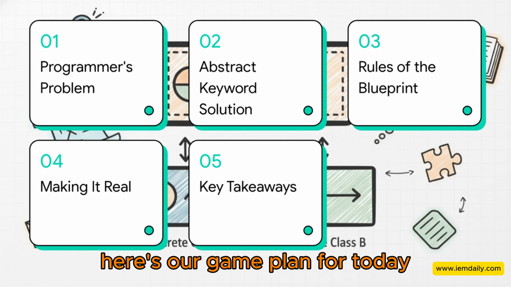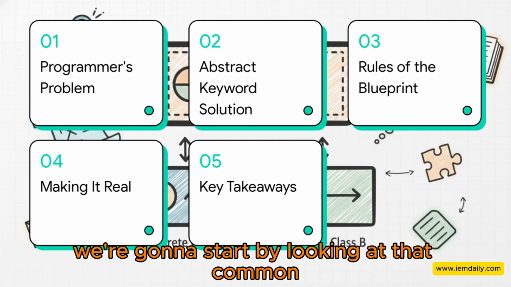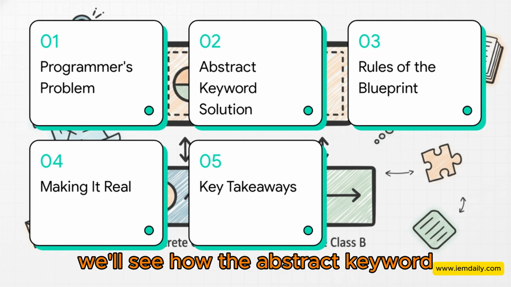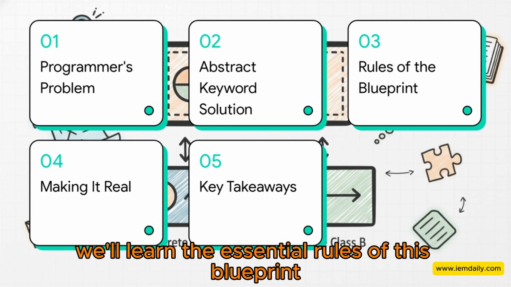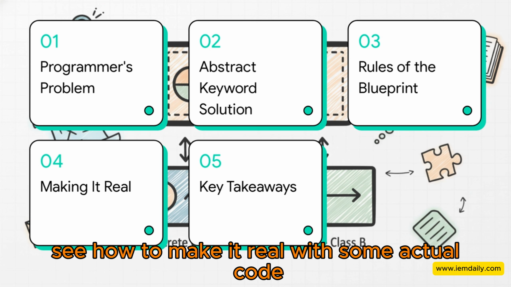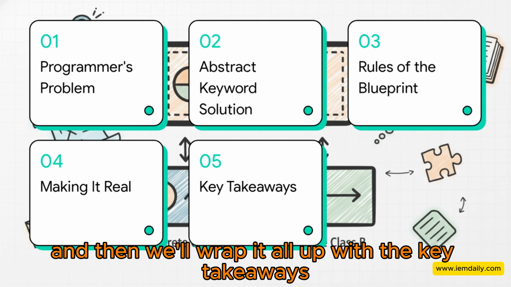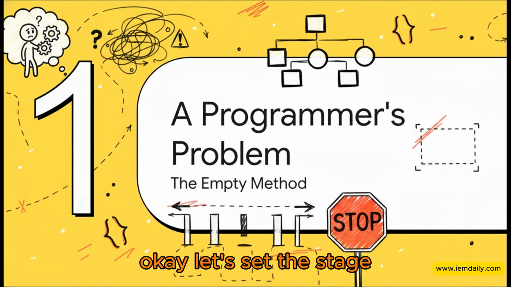Here's our game plan for today. We're going to start by looking at that common programmer's problem. Then we'll see how the abstract keyword swoops in with the perfect solution. After that, we'll learn the essential rules of this blueprint, see how to make it real with some actual code, and then we'll wrap it all up with the key takeaways. Okay, let's set the stage.